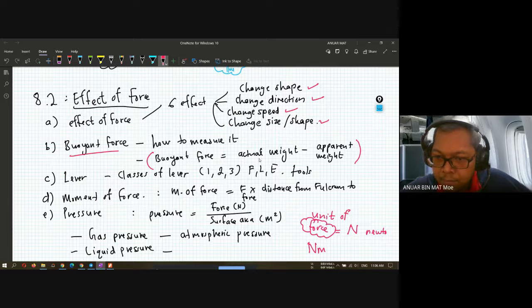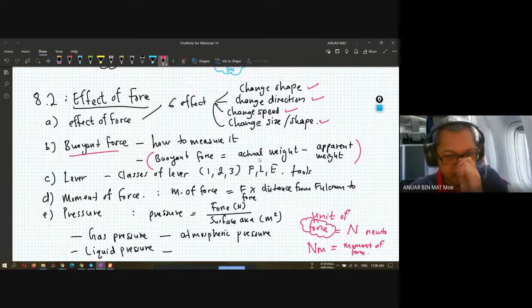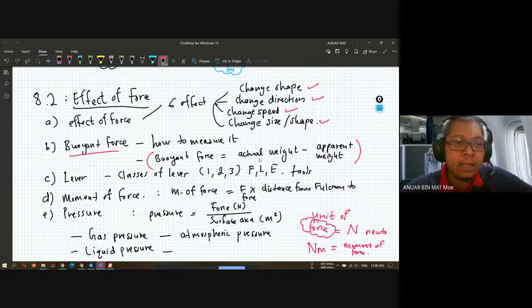Nm is the unit of what? This is the unit of moment of force. Later on, make sure you remember this is the moment of force, Newton meter.